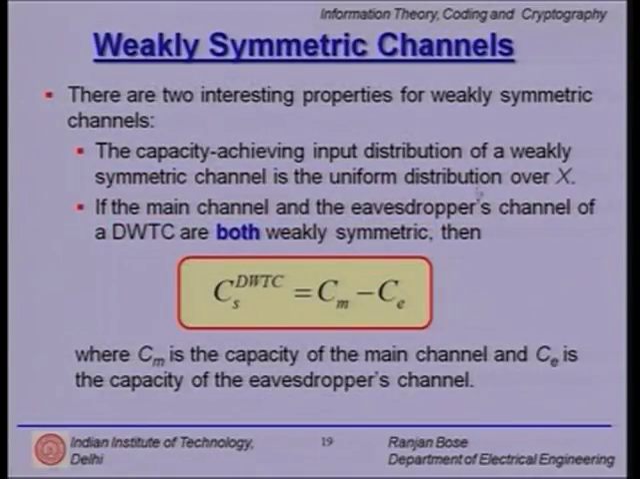We had also explained that if we have the luxury of both the main channel and the eavesdropper channel being weakly symmetric channels, then the secrecy capacity of a degraded wiretap channel in this special case is C_m, the capacity of the main channel, minus C_e, the capacity of the eavesdropper channel. Please note, both the main channel and the eavesdropper channel must be weakly symmetric channels for this to happen.